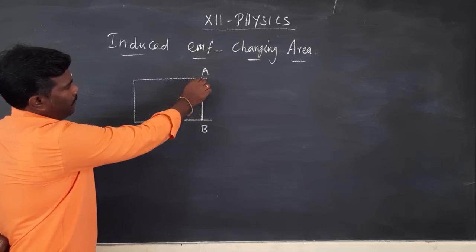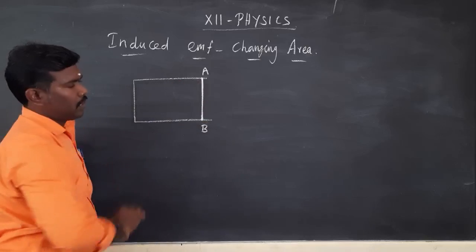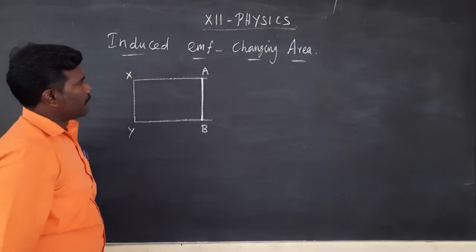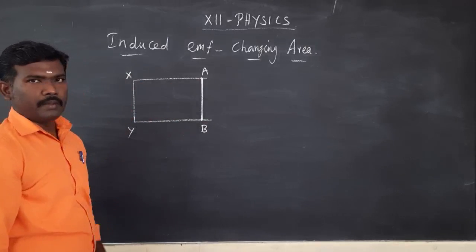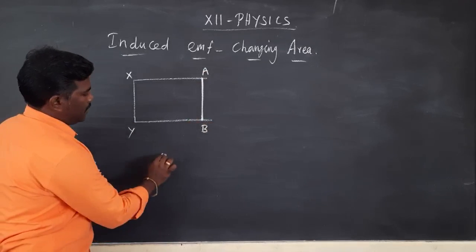So initially, when you fix the rod in this place, we have one closed path. We consider the closed path as A, X, Y, B. The length of the sliding conducting rod is L.